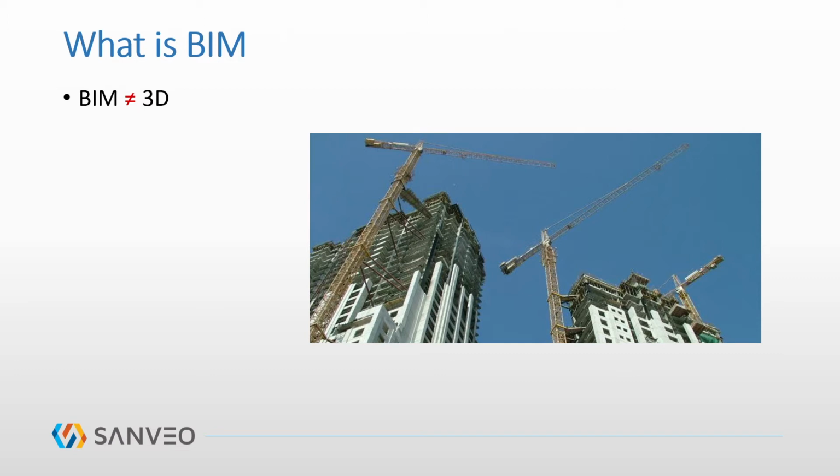Second, BIM does not equal data. Yes, it's true, the I in BIM stands for information, and there's a lot of information or data included in a BIM model, but BIM does not equal data. Next, if BIM does not equal 3D and it does not equal data, it must be the combination of 3D and data, right? No, BIM does not equal the combination of 3D and data.